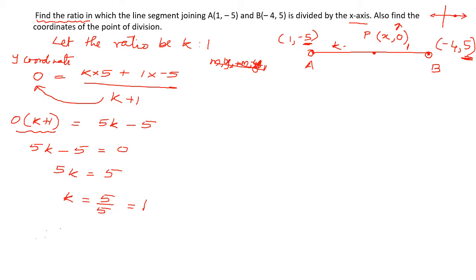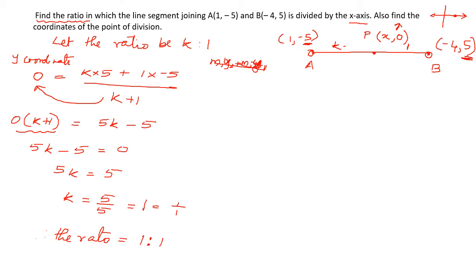Therefore the ratio is 1 by 1, that is 1 is to 1. Now you may ask, madam, we can write it as 5 is to 5. 5 is to 5 is nothing but 1 is to 1. When we write the ratio, it should be in the simplest form. So the ratio is 1 is to 1.